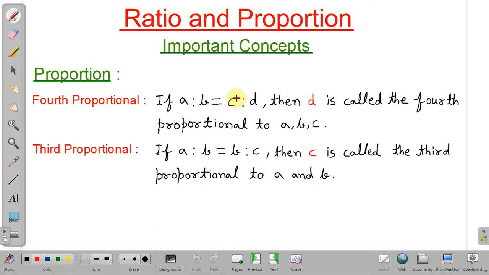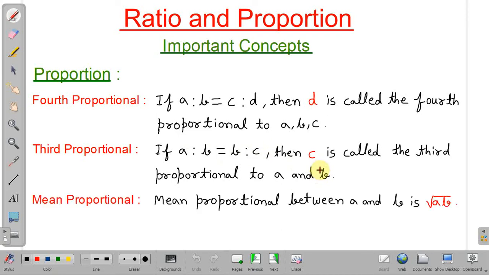So what is third proportional? Suppose A ratio B is equal to B ratio C, then C is called the third proportional to A and B. Please notice here both the mean terms are the same, B and B. So C is the third proportional to A and B. The next one is mean proportional. Suppose two numbers are there, then the mean proportional of A and B is under root AB.